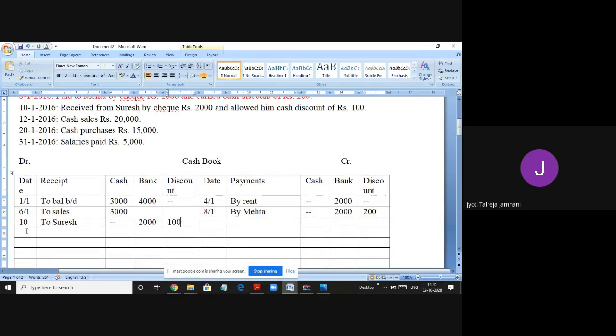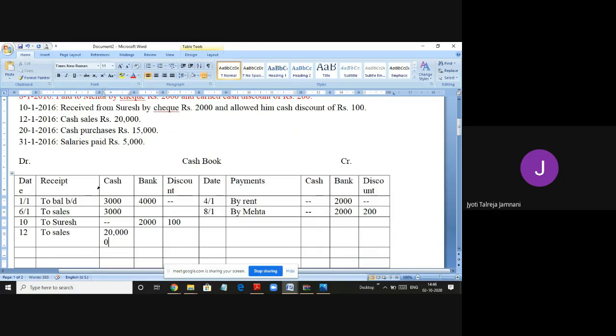The next transaction is on 12th of January. Cash sales rupees 20,000. When you sell goods, you receive cash. So it will come on the receipt side. And why are you receiving? Because you sold goods. So to sales, 20,000 rupees. So this is cash sales amount that we are taking in the cash column, because we are doing cash sales.